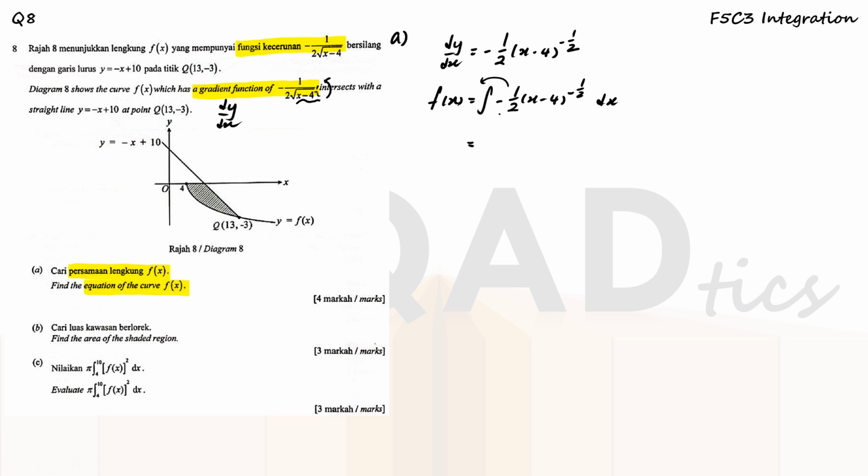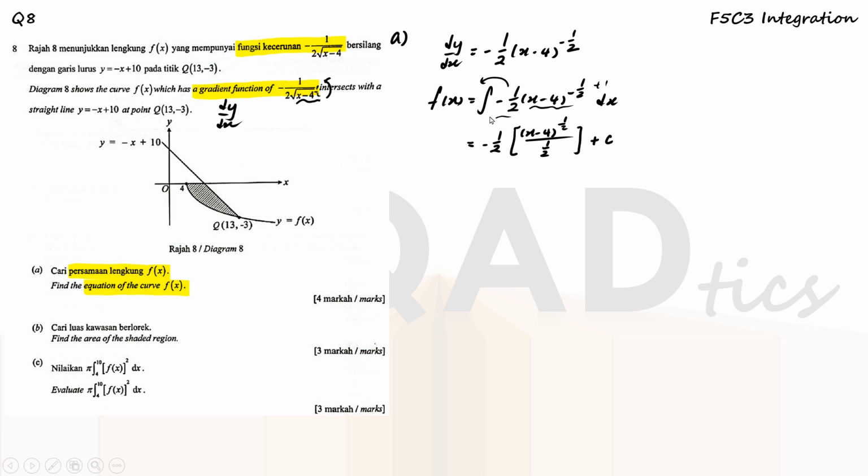Right, so this value, I will put it out from the integral first. Okay, and let me integrate the things here. So here, x minus 4 to the power of 1 will become 1/2. And let's divide by the new power. And then at the end, we plus c.